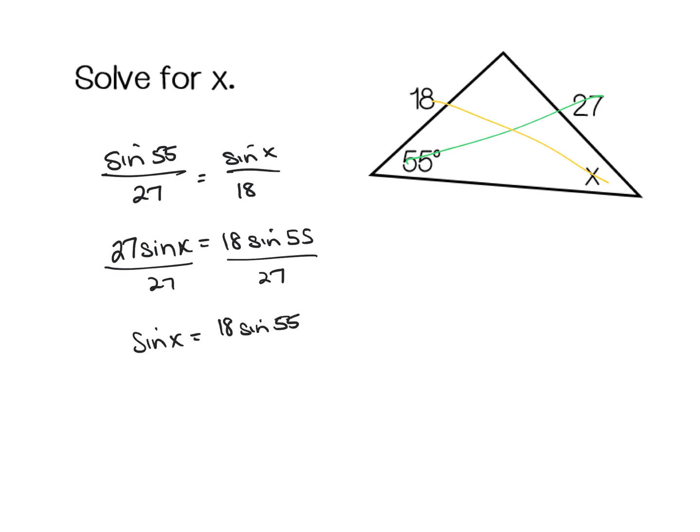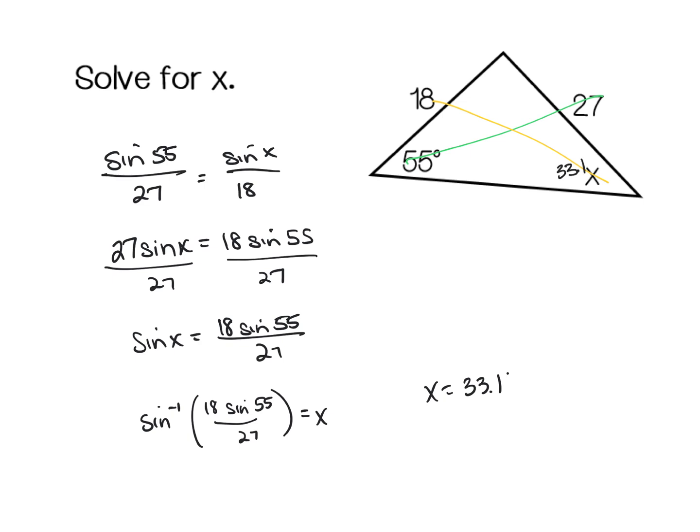Write that all out there. Okay, and again, because we are solving for an angle, we're really thinking about the inverse sine of 18 times the sine of 55 over 27. Right, so in my calculator, I'm going to type second sine, 18 times the sine of 55, close my parentheses, divided by 27, and press enter. You should have about 33.1 degrees. Again, reasonableness of my answer, let's think about that. 18 is smaller than the 27, right? So it makes sense that our angle is smaller than the one we started with.